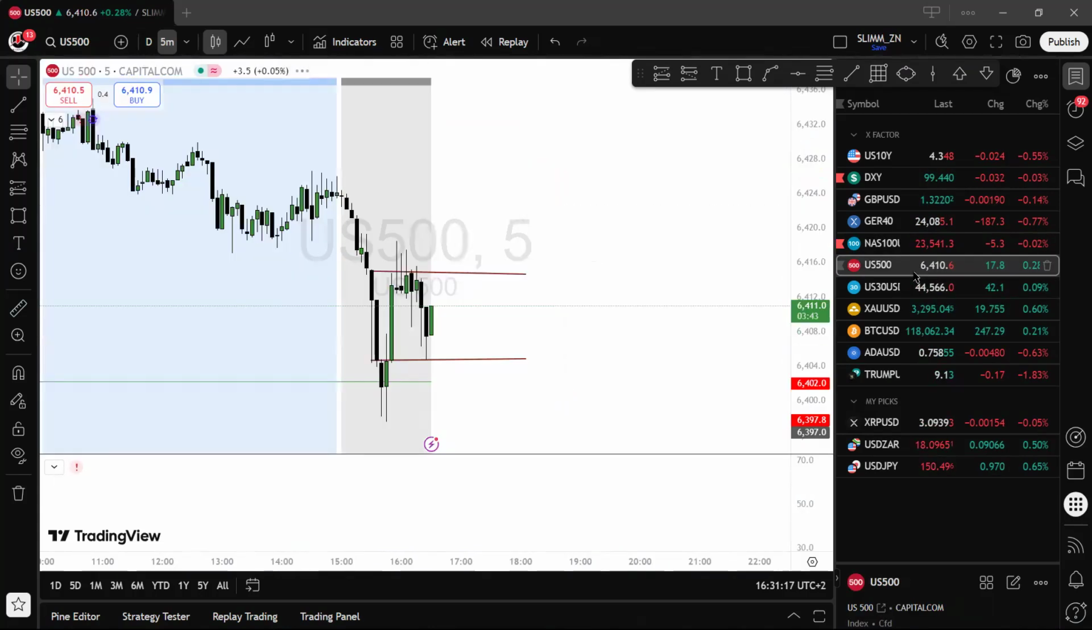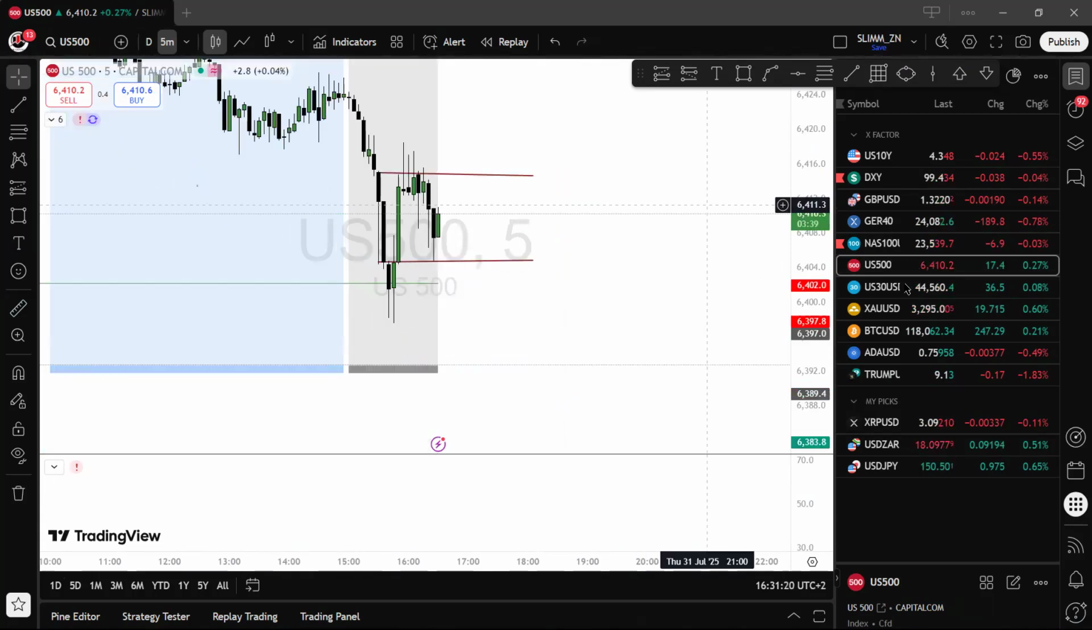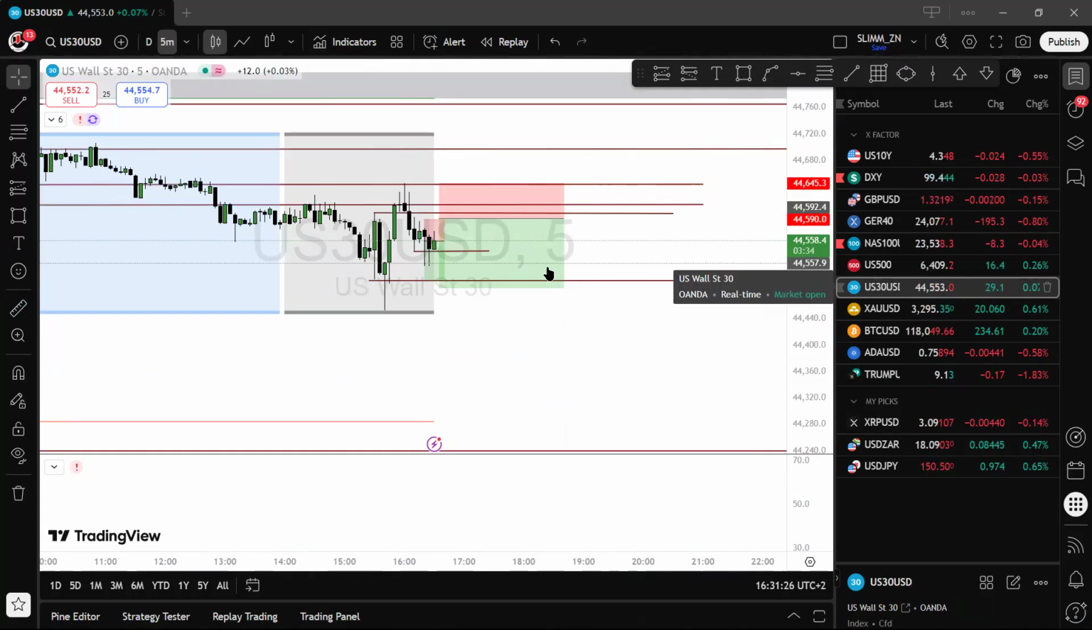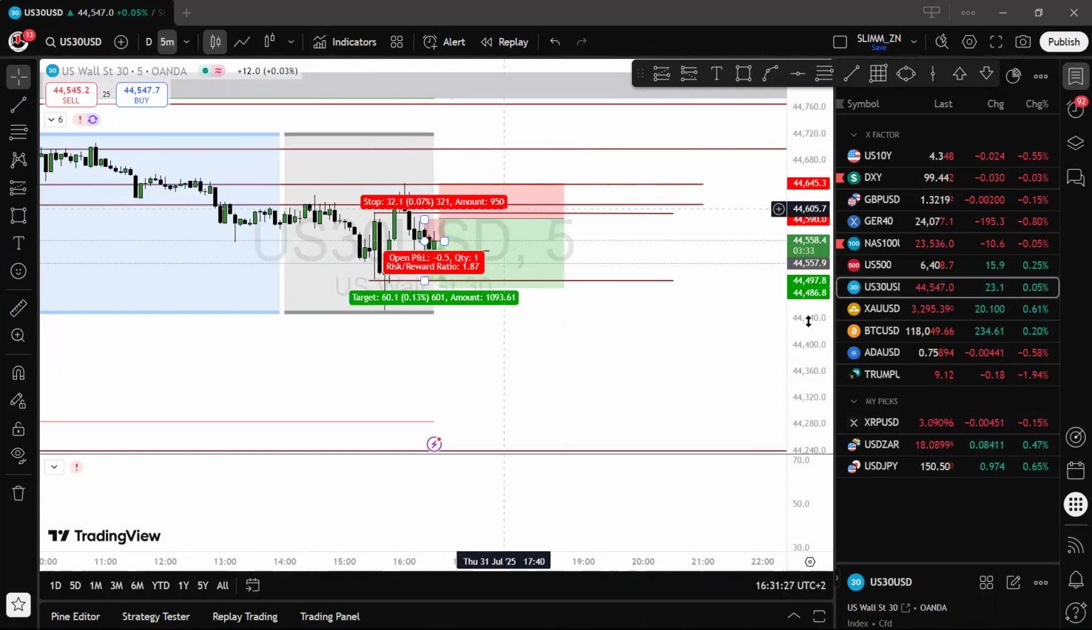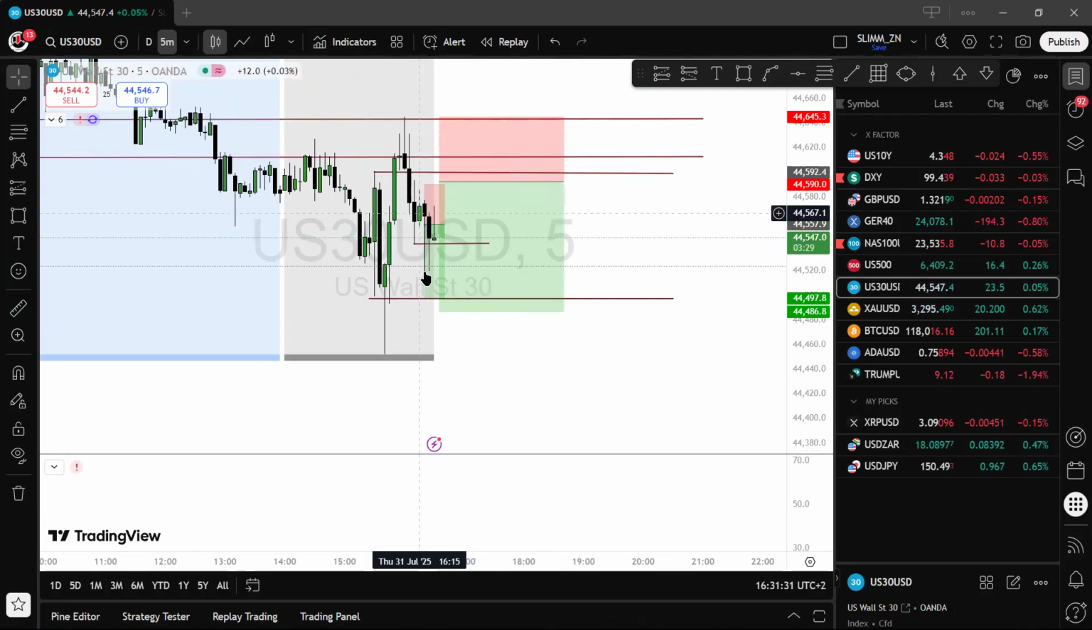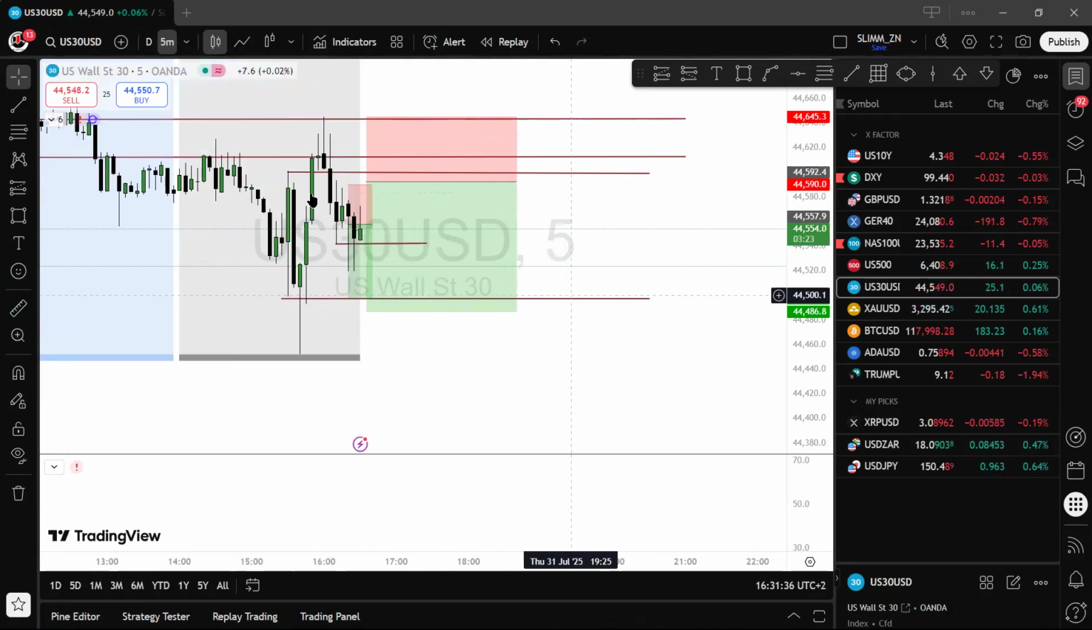US 500, we wouldn't have executed anything here. US 30, we sort of scalped something small here based off this drop you see right here. This little setup you see inside this opening range. So again, you can see our normal setup is basically not available here. We took this trade based off the opening range.